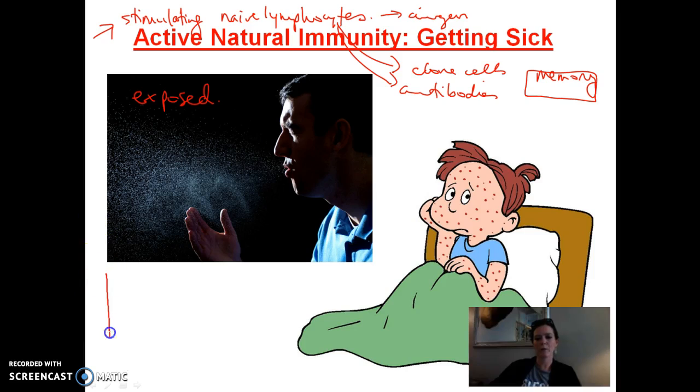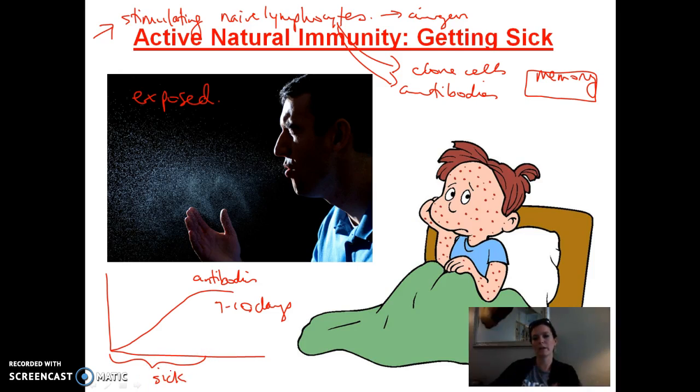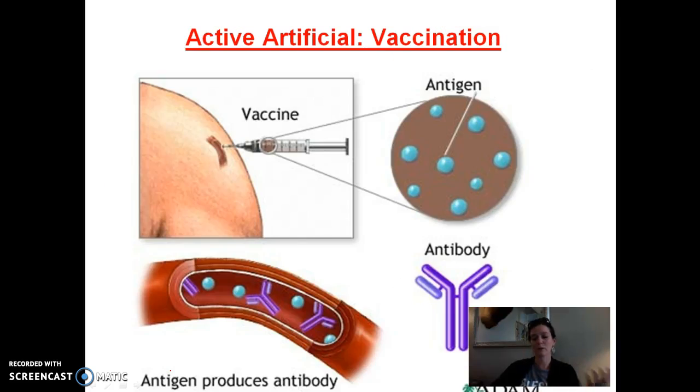Now, we know that when we're dealing with natural exposure, we have this ramp up of time that it takes to get the antibodies produced. And it typically takes about 7 to 10 days to get these antibodies produced in such a way that it can actually protect our body. So the big key to this is that in this time frame, we actually experience the symptoms of being sick. So active natural immunity, we actually get sick, but we develop the memory cells for the future.